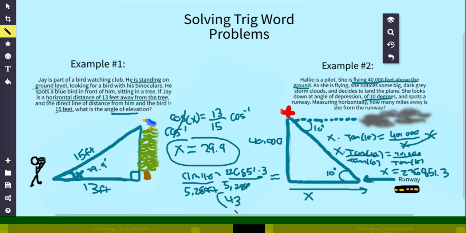Whew, okay. We did it. So the horizontal distance is approximately 43 miles away. So that is how we solve these word problems. Sorry if it was a little bit messy, but I hope this helped you understand how to apply these trig functions to word problems.